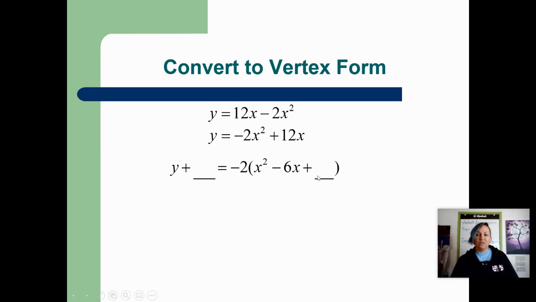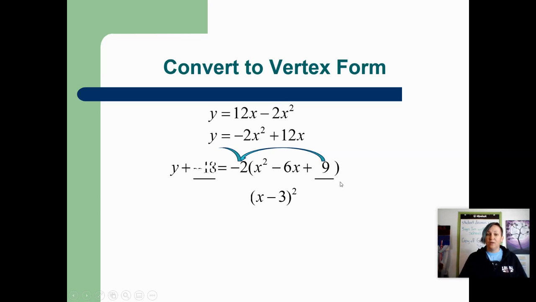We will be completing the square on the right-hand side of the problem where the x squared minus 6x plus blank is. I'm going to go straight to my factored form, which is x minus 3 squared. The minus 3 is half of the minus 6. Then I will do 3 squared is 9. And then we learned this brand new today. 9 times negative 2 is negative 18.